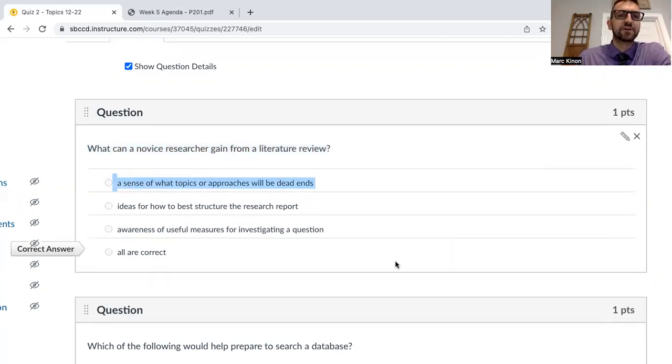So it gives you a sense of what topics or approaches will be dead ends. So maybe people have looked into certain hypotheses before, maybe many times, and they just have found nothing. So that's probably your answer.